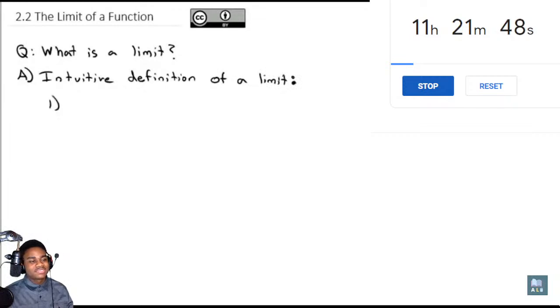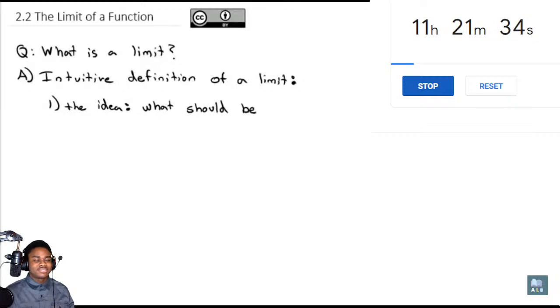So the general idea that we're going for when we say a limit is: what value should be there, even if it is not there. What should be in the function, even if it's not actually in the function at that point.